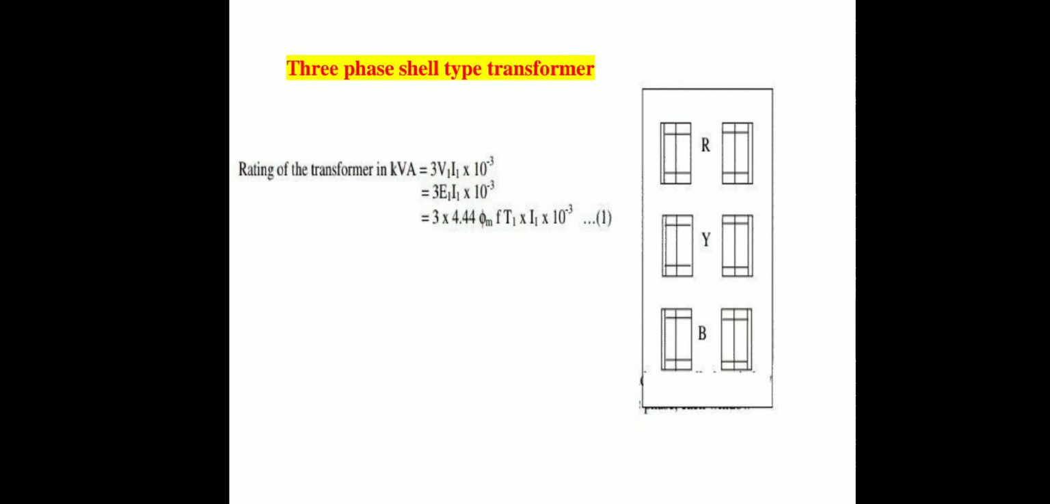Now coming to the 3-phase shell type transformer. The rating of the transformer in kVA, we are again starting from the kVA rating, is equal to 3 V1 I1 into 10 to the power minus 3, that is 3 E1 I1 into 10 to the power minus 3, which is 3 into 4.44 phi m F T1 into I1 into 10 to the power minus 3. Call it equation number 1.